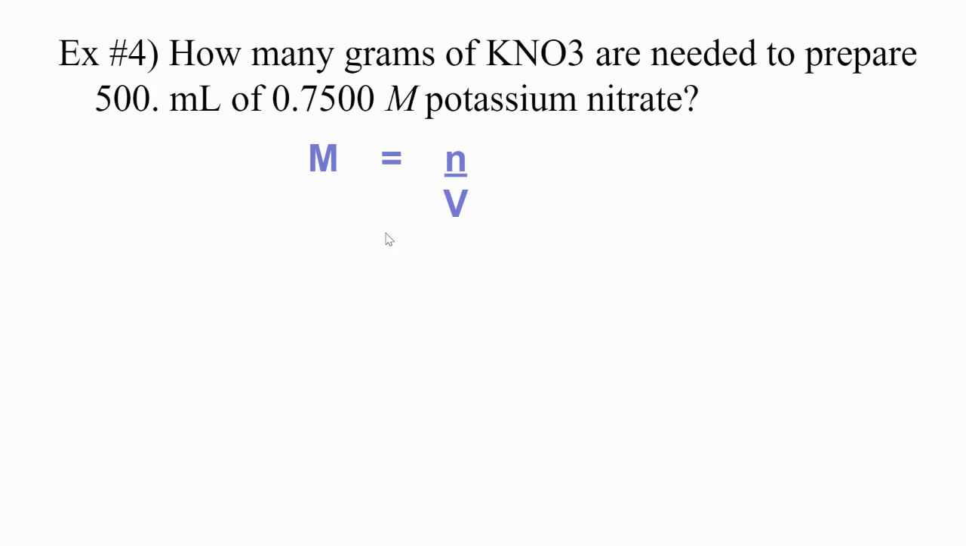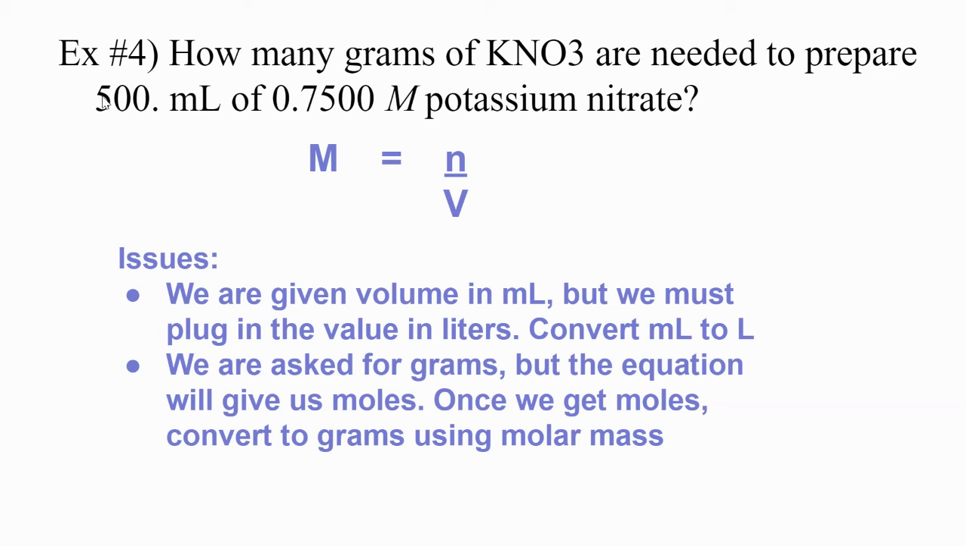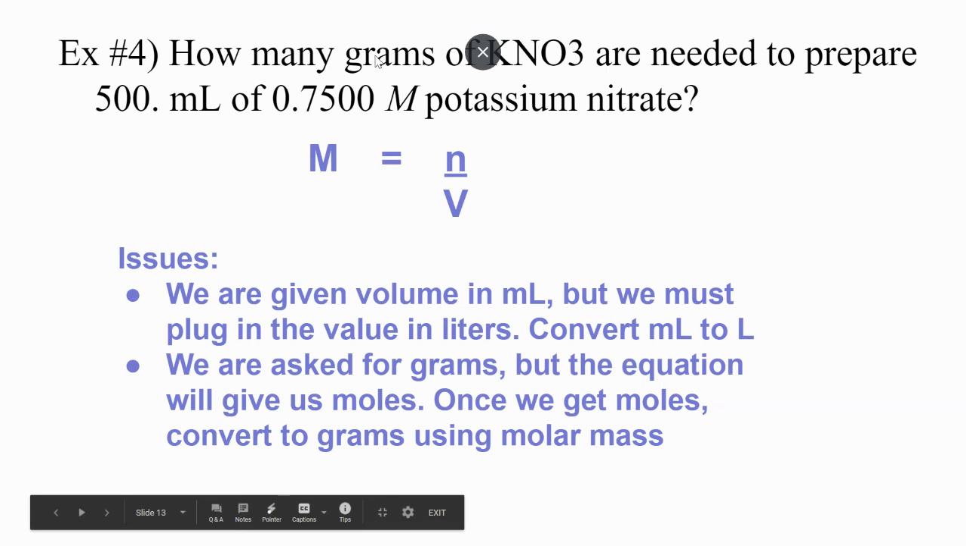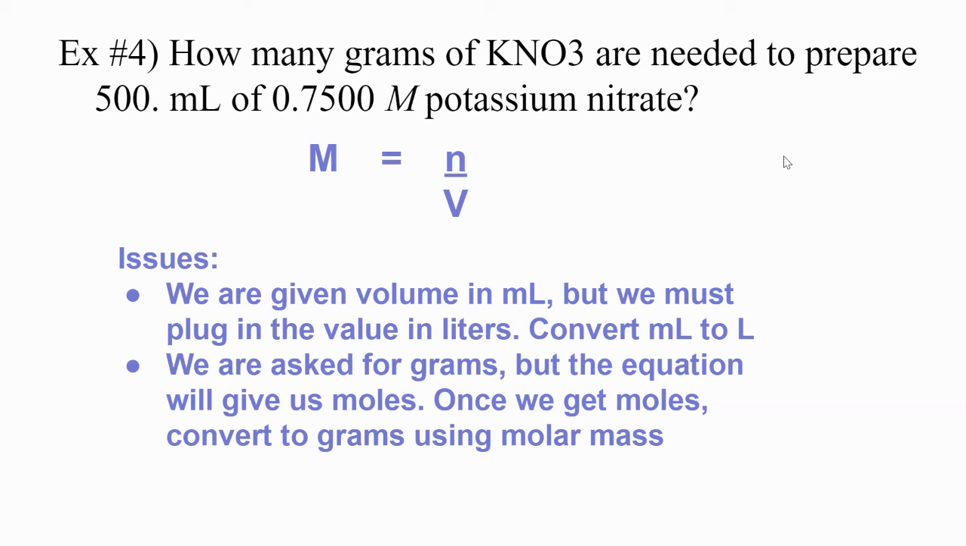Well, we're going to use our same equation, M equals n over V, but we've got a couple of issues here. First of all, we are given the volume in milliliters, but I cannot plug milliliters into the equation. I have to change it to liters. Second, we are asked how many grams of KNO3. Well, in the equation that we use, n is not the number of grams, it's the number of moles. So once we determine the number of moles, we're going to have to convert that number to grams using molar mass.